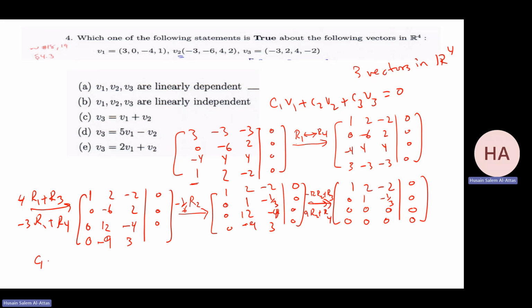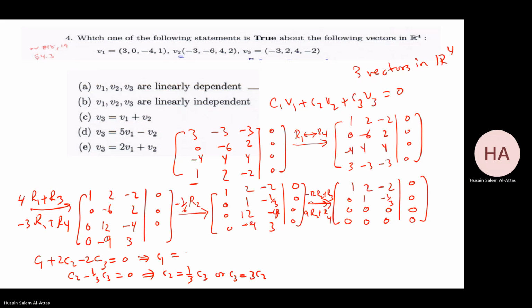So I'm getting C1 plus 2C2 minus 2C3 equal to 0, and C2 minus 1 over 3 C3 equal to 0. That means C2 equals 1 over 3 C3, or I can write C3 equals 3 C2. So I write everything in terms of C2. So you have C1 equal to minus 2 C2 plus 2 C3, which is 6 C3 minus 2 C2, which is 4 C3. So for sure they are linearly independent.